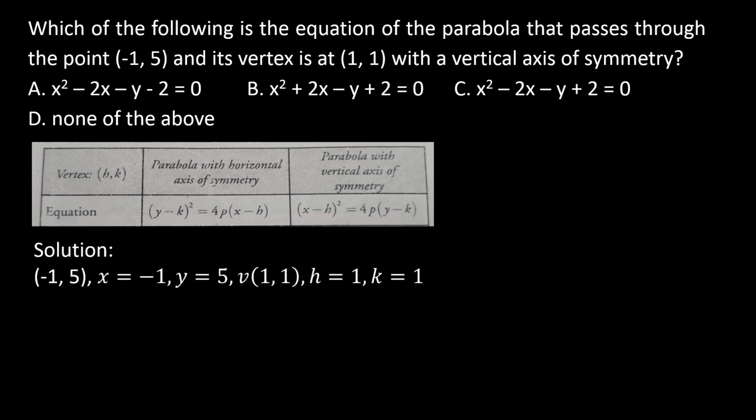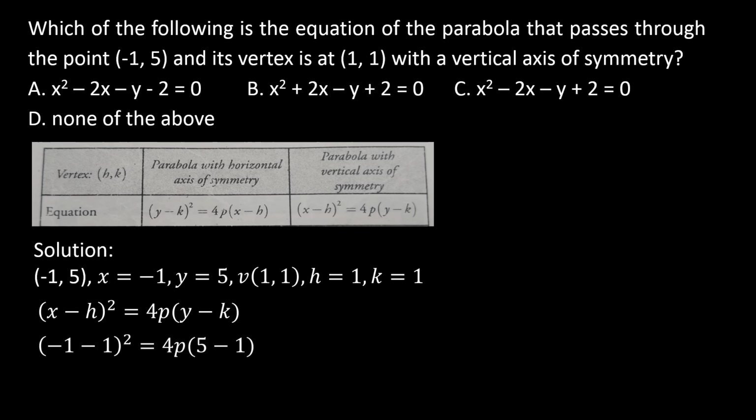Okay, solution: the parabola passes through the point (-1, 5), where x is -1 and y is 5, and has a vertex at (1, 1), which corresponds to h equal to 1 and k equal to 1. Then, using the second equation, (x - h)^2 = 4p(y - k), instead of writing x and y, we replace them by their corresponding values, which are -1 and 5.